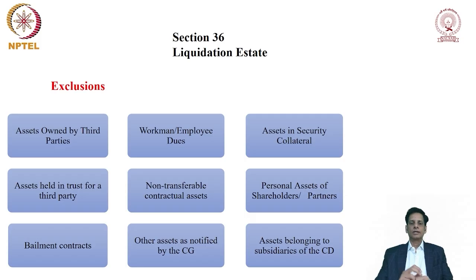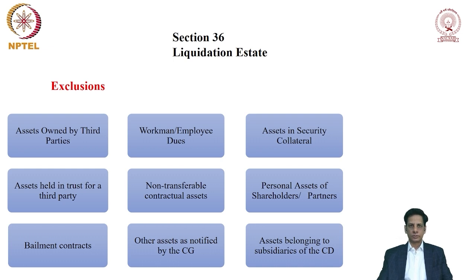Please mark these words. Then assets in security collateral cannot also be part of the liquidation estate. Like let's say you borrowed a certain loan from a certain bank and you have given a certain property as collateral to that bank, and there's a default in repayment, that bank will actually have the first right on such security and collateral, and hence that cannot be part of the liquidation estate. Then if you look at the second row, first it talks about assets held in trust for a third party. A third party has given you certain assets and said that please hold these assets for me. Those assets cannot be part of the liquidation estate.